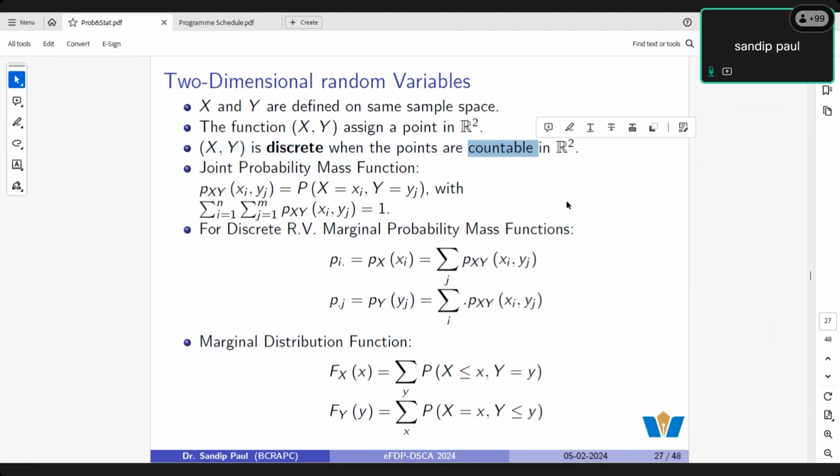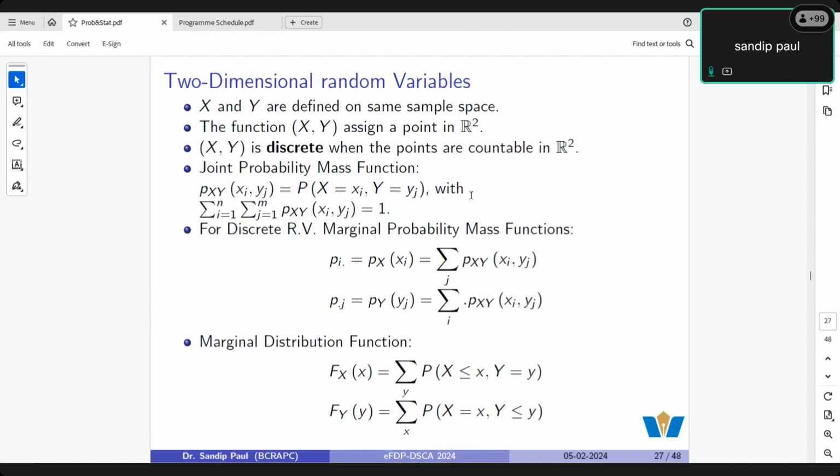Now, the joint probability mass function. As we are considering x and y, there must be some mass function, but it is called the joint probability mass function. It is denoted by pxy. So pxy denotes the probability of the x value equal to xi and the y value equal to yj. So when x equals xi and y equals yj, what will be the probability? It is the probability of that two-dimensional random variable xy at the point xi, yj. So it is called the joint probability mass function.